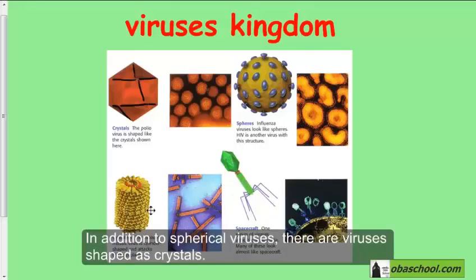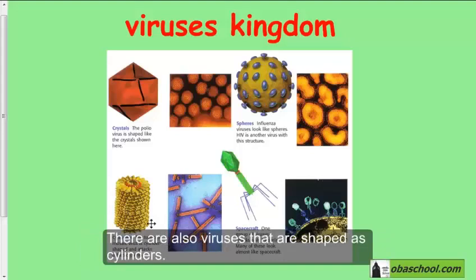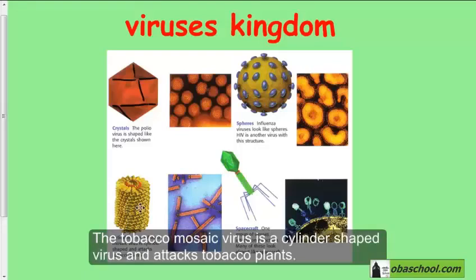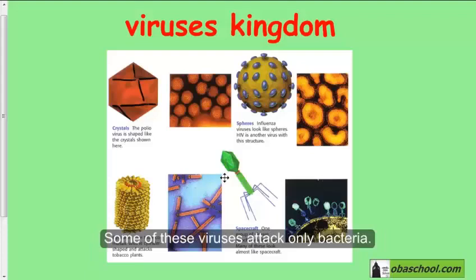In addition to spherical viruses, there are crystal viruses. One of the diseases caused by a crystal-shaped virus is polio, for example. There are also viruses that are shaped as cylinders. The tobacco mosaic virus is a cylinder-shaped virus and attacks tobacco plants. Another shape of viruses is the one that looks almost like a spacecraft. Some of these viruses attack only bacteria.